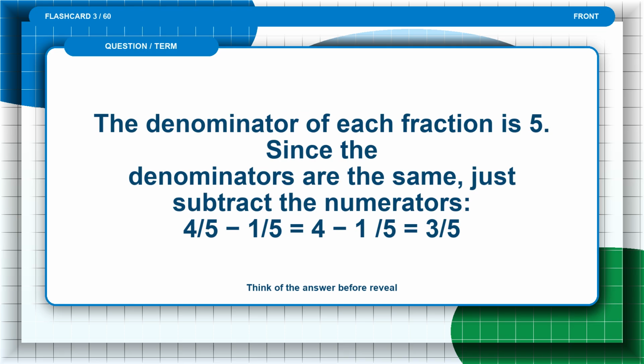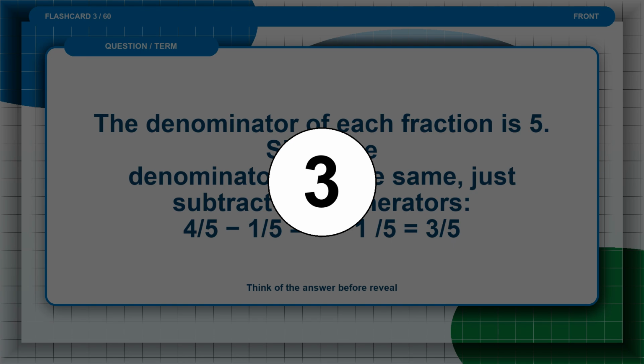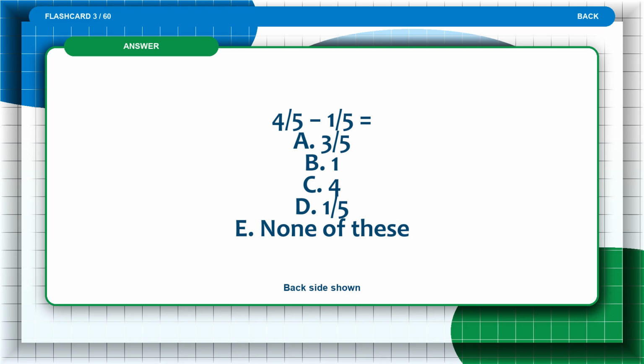Flashcard 3. The denominator of each fraction is 5. Since the denominators are the same, just subtract the numerators. 4/5 minus 1/5 equals (4 minus 1)/5 equals 3/5. Think of the answer before the reveal. The answer is 4/5 minus 1/5 equals: A, 3/5; B, 1; C, 4; D, 1/5; E, none of these.